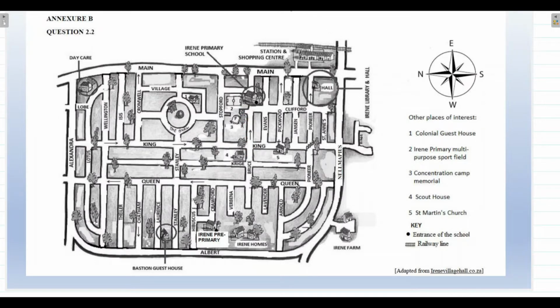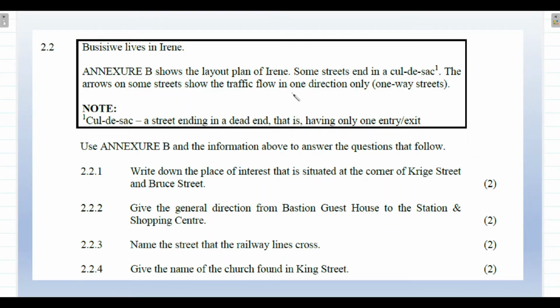Okay, right? And then we are also told that some streets end in a cul-de-sac, right? And we are told, note, a cul-de-sac is a street ending in a dead end that is having only one entry. Okay, so we already know what they mean when they used that fancy word, cul-de-sac. It says use an extra B and the information above to answer the questions that follow.